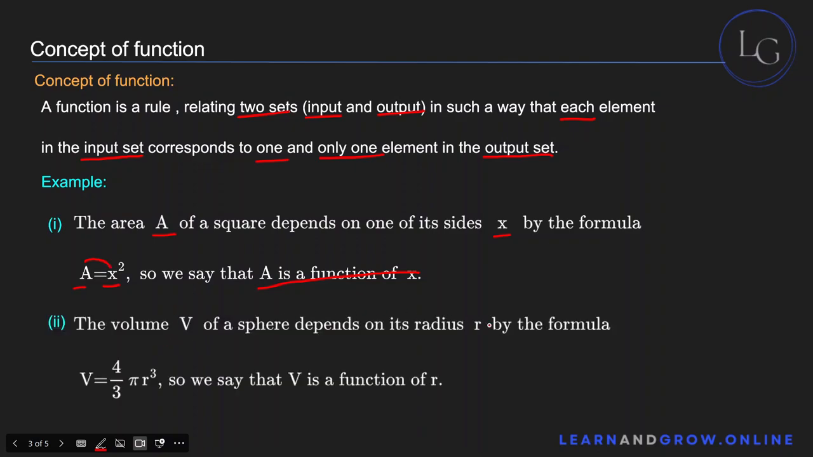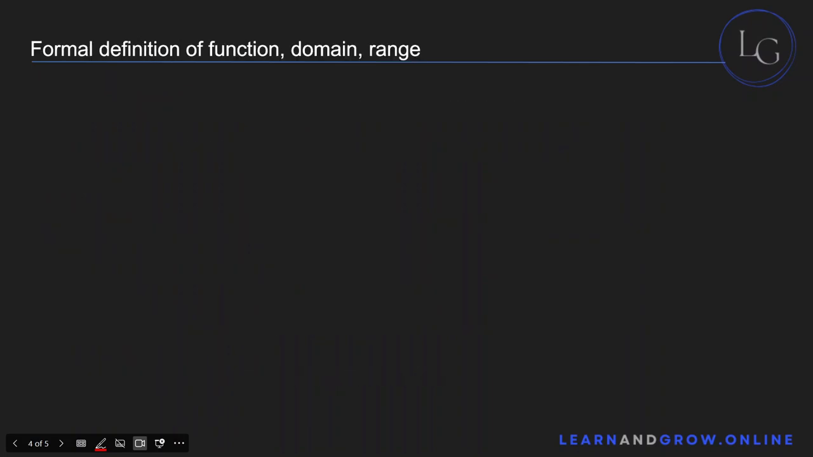Similarly, for volume, you have the same concept over here, because all of this is just a constant. 4 by 3 pi is a constant, so you're left with r cubed. V is related to r cubed, and for every single value of r that you put in, you have a distinct value for V, the output. So this is a function as well. Now let's see the formal definition of a function, and let's see what the domain of a function is and what the range of a function is.